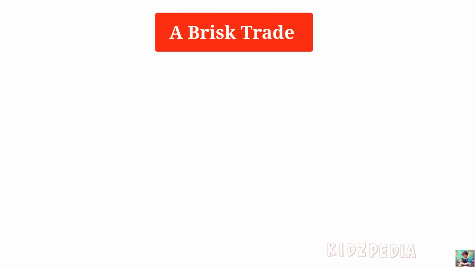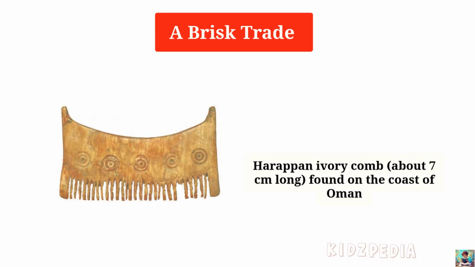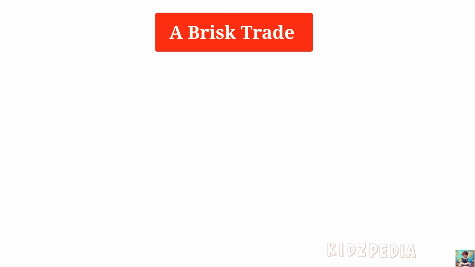ancient world. This is a Harappan ivory comb about 7 cm long that was found on the coast of Oman. It shows that Harappans made small, finely crafted objects for daily use. Ivory combs were ornamental and functional, reflecting their skill in working with delicate materials. This is another example of long-distance trade and the high quality of Harappan craftsmanship.